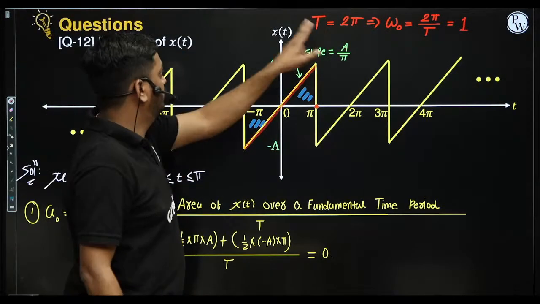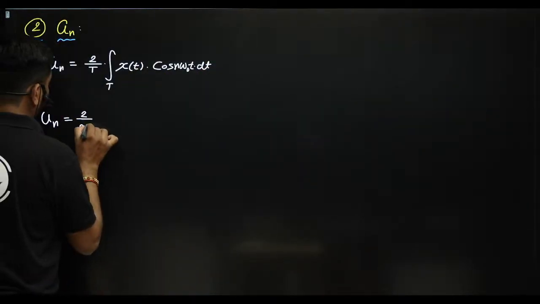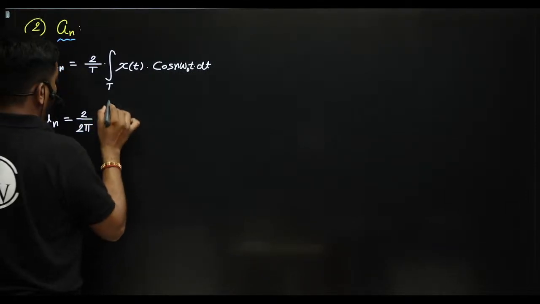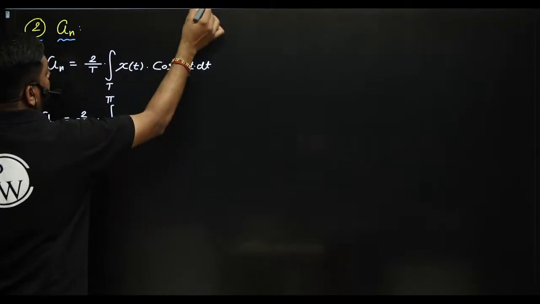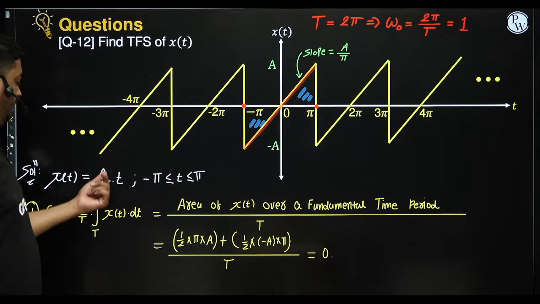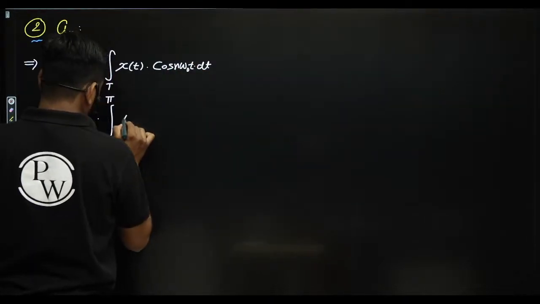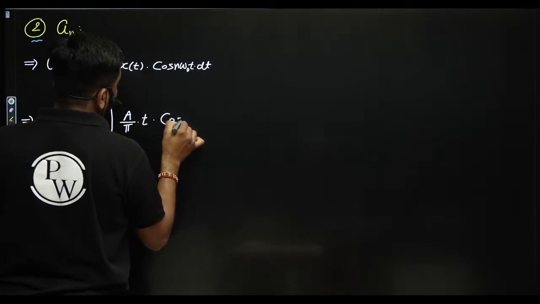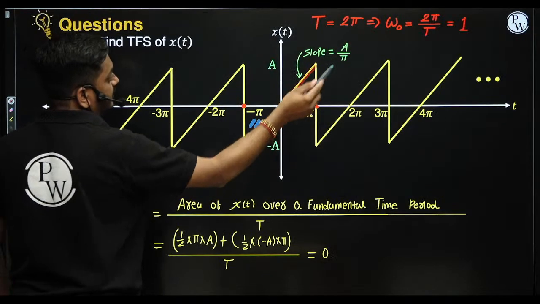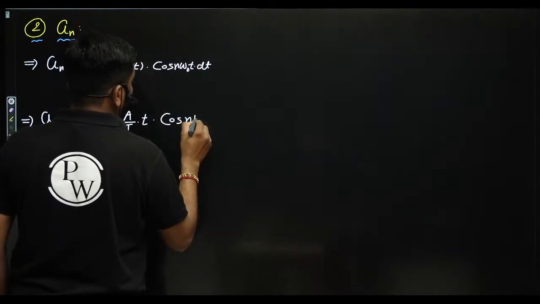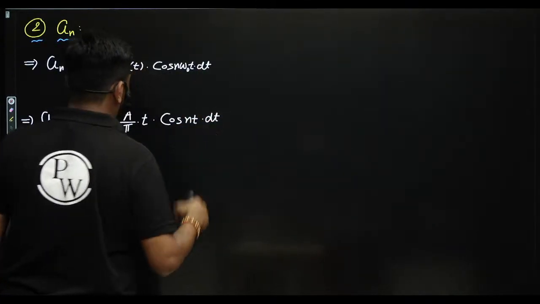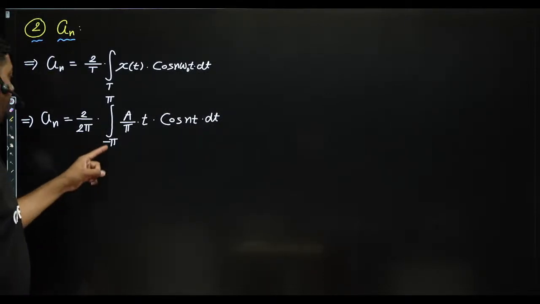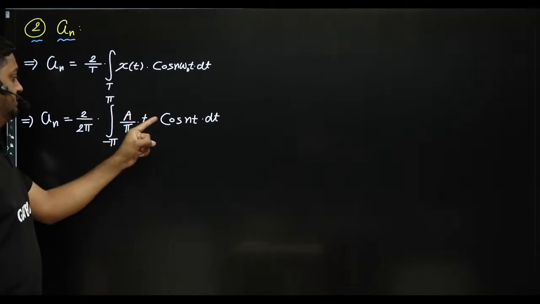So a_n is 2 by the fundamental time period. What is the fundamental time period? 2 pi. So 2 divided by 2 pi, integration over a fundamental time period, that is from minus pi to plus pi. Between minus pi to plus pi, what is the x of t value? A by pi into t, guys. And here this is cos n omega 0 t. What is the value of omega 0? Omega 0 is 1, so it is cos nt dt, guys.